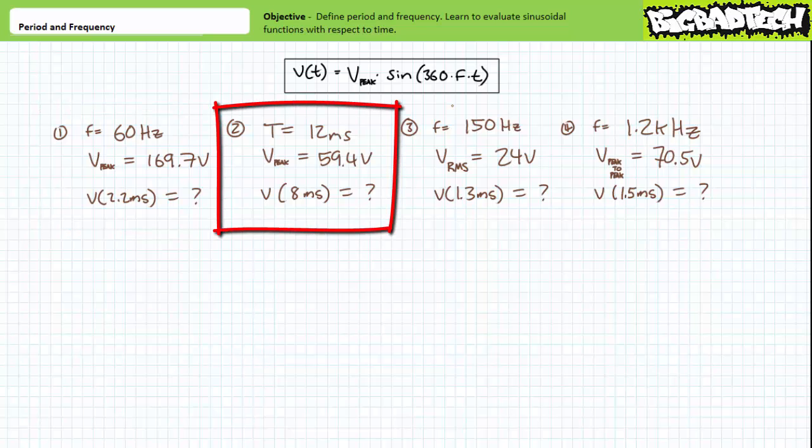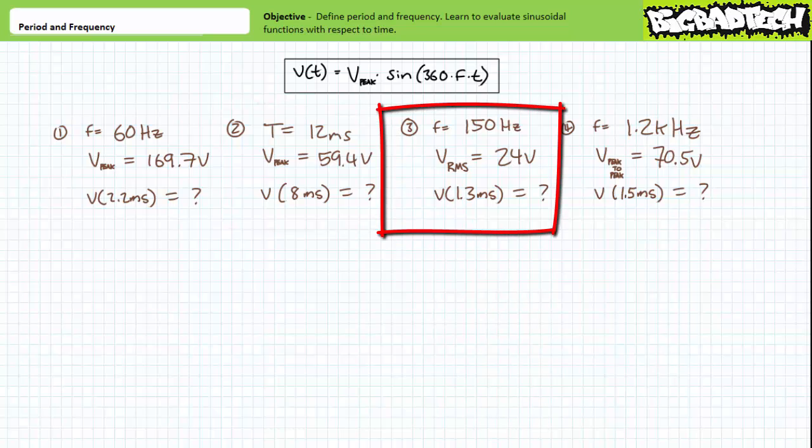Example 2 has a period of 12 milliseconds, a peak voltage of 59.4 volts, and we're being asked to determine the voltage at 8 milliseconds. Example 3 has a frequency of 150 Hz, an effective or RMS voltage of 24 volts. Note the dramatic emphasis I'm using, and we're being asked to determine the voltage at 1.3 milliseconds.